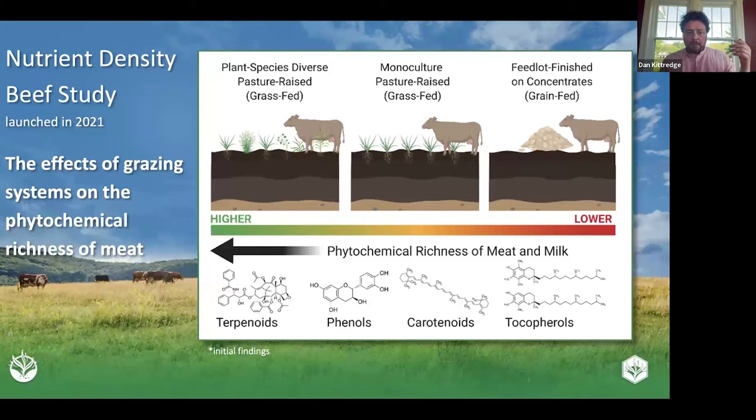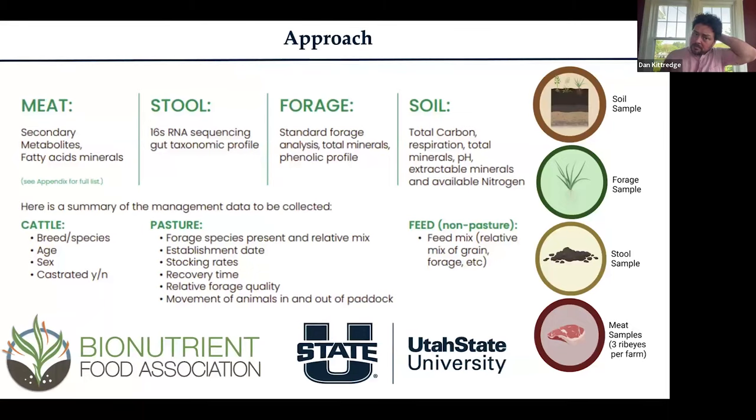Polyculture, diverse pasture, monoculture pasture, and feedlot. The hypothesis is that the nutrient levels in the meat would range in accordance with that. So next slide here, we'll show you how this was designed.